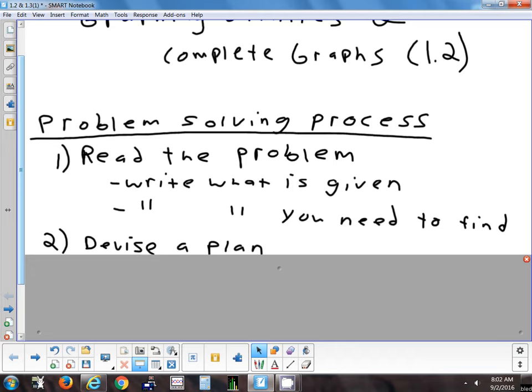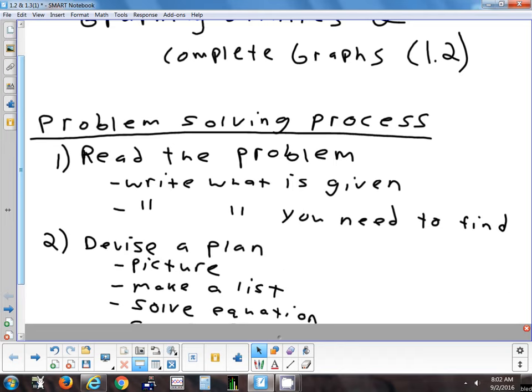So what might be something you could do, or even use a computer to help you do? Yeah, making a list. That's another option. If it starts to get a really big list, then you're going to need a computer or something to help us make that list. Sometimes we'll set up an equation.